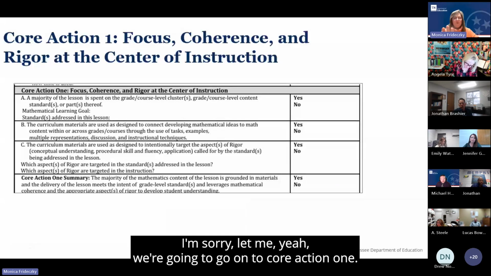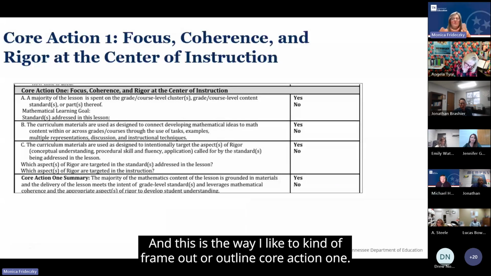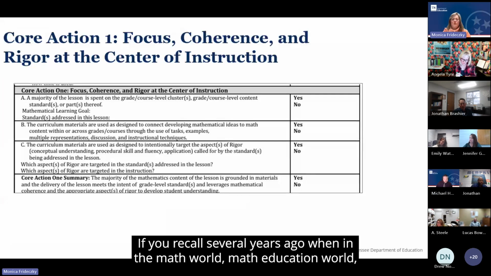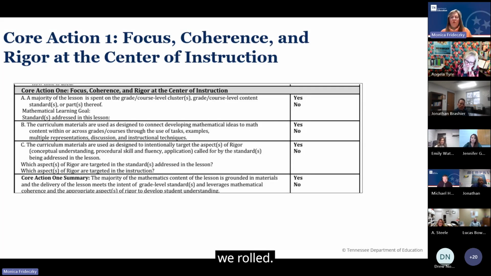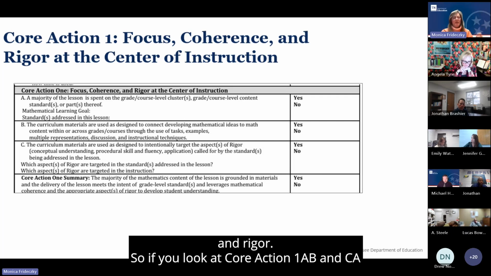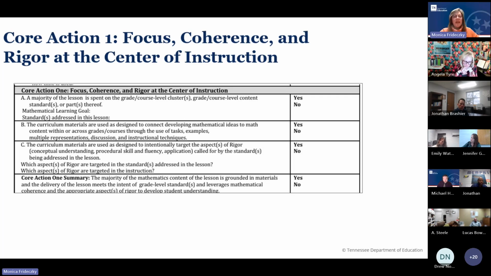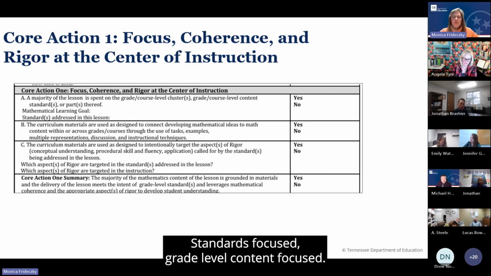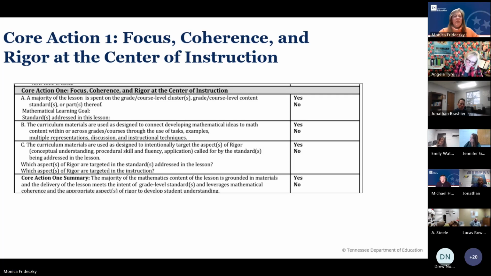We're going to go on to core action 1. And this is the way I like to kind of frame out or outline core action 1. If you recall several years ago, in the math education world, we rolled out those 3 math instructional shifts: focus, coherence, and rigor. So if you look at core action 1A, B, and C, A is focus, standards focused, grade level content focused.